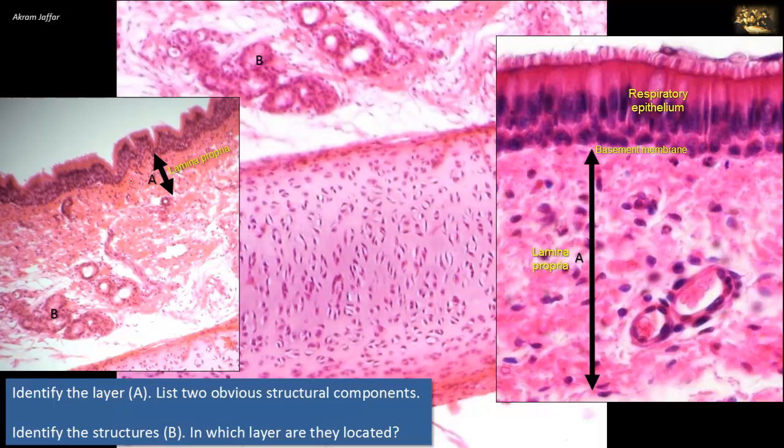So the mucosa consists of the epithelium, the basement membrane, and the lamina propria. The lamina propria, as you can see here, is made of loose connective tissue. You can see collagen fibers, fibroblasts with their spindle-shaped nuclei.